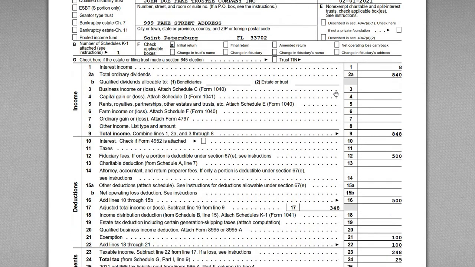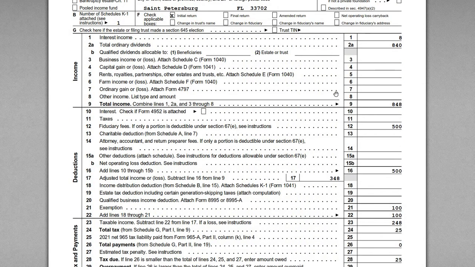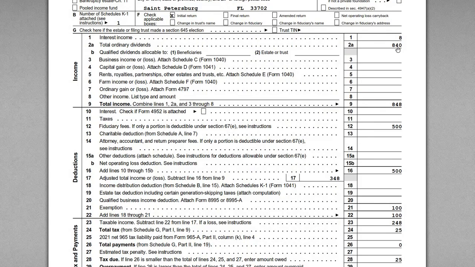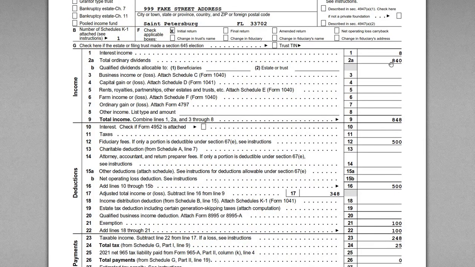Okay, so now let's look at the income and deductions. In the income section, you report just that, right? The income: interest, dividends, is there any qualified dividend amount, capital gains, and so on and so forth. So again, you remember our fact pattern. We had $840 of ordinary dividends, so non-qualified dividends, and we had $8 of interest income. So we put those two income amounts up there. That's the only income we've got in the trust for the year.